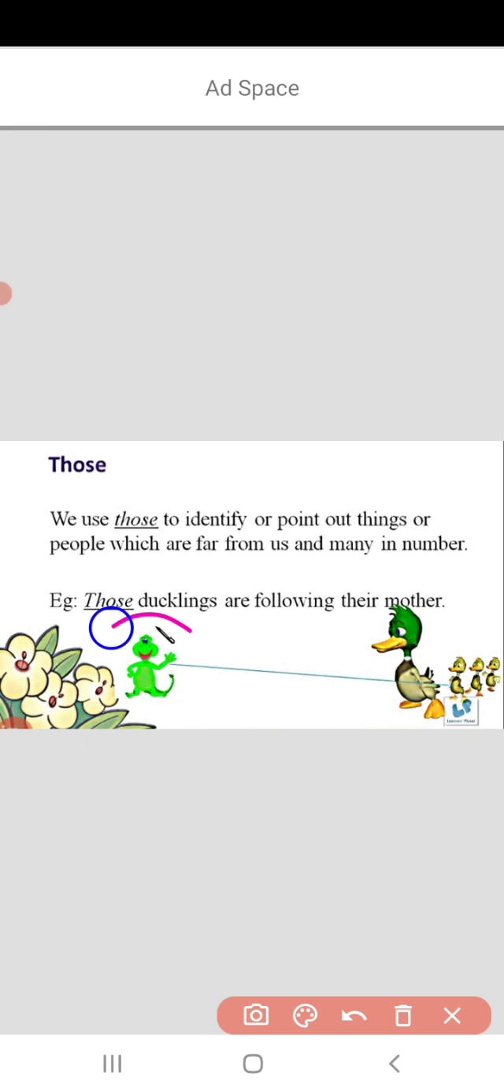So this is a place where I am standing and ducklings are far from me. Alright. So we will use those. So those ducklings are following their mother. Here ducklings are more in numbers. So those ducklings are following their mother.